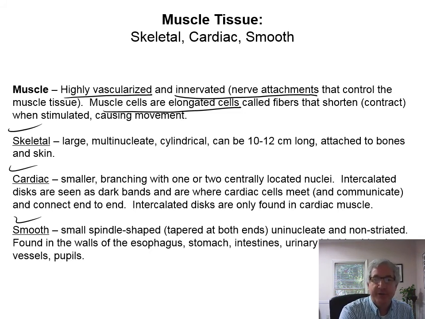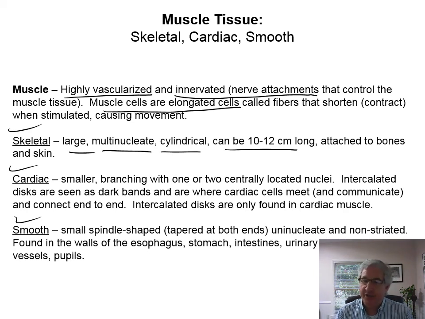So the three types: skeletal muscle cells are large, multinucleate, cylindrical, can be 10 to 12 centimeters long, and are attached to bones and also skin. Cardiac muscle has smaller branching fibers, and they have one or two centrally located nuclei.